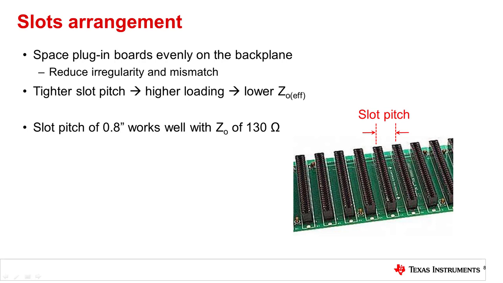Please notice, however, that the slot pitch affects the effective characteristic impedance of the backplane. A smaller slot pitch leads to higher distributed loading on the backplane, and that in turn leads to lower effective characteristic impedance. Lab experiments and simulations suggest that a slot pitch of 0.8 inches or 2 centimeters works well with a designed characteristic impedance of 130 ohm that was mentioned earlier.